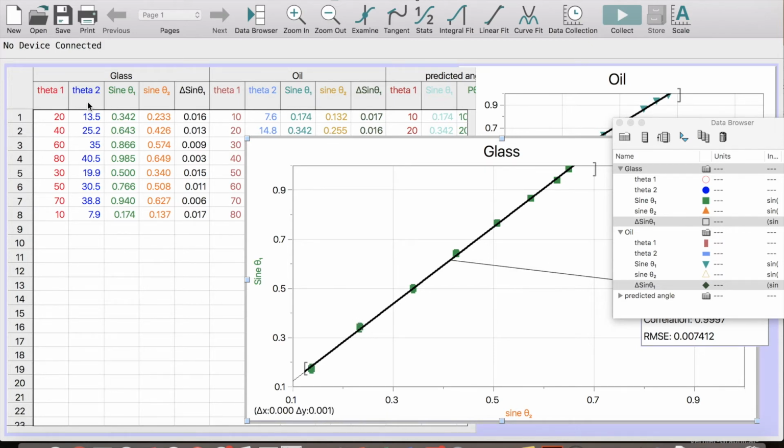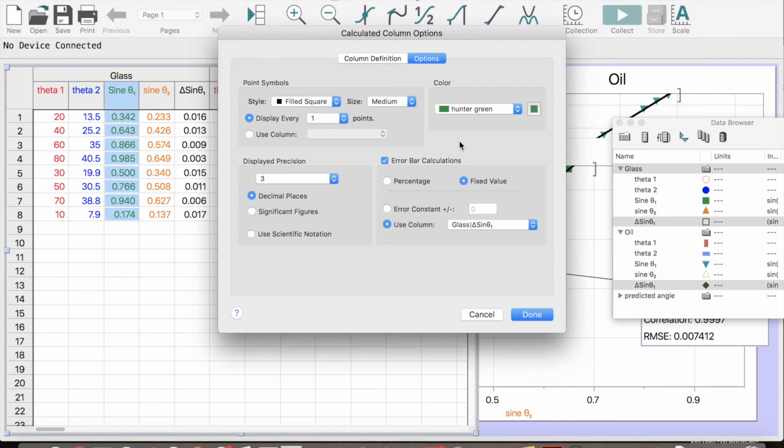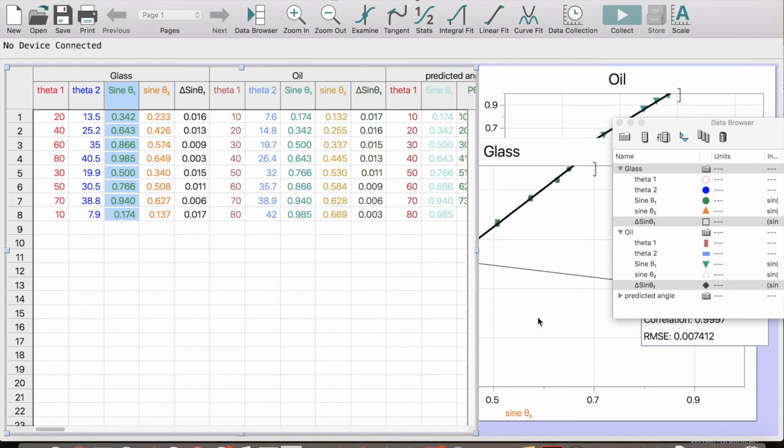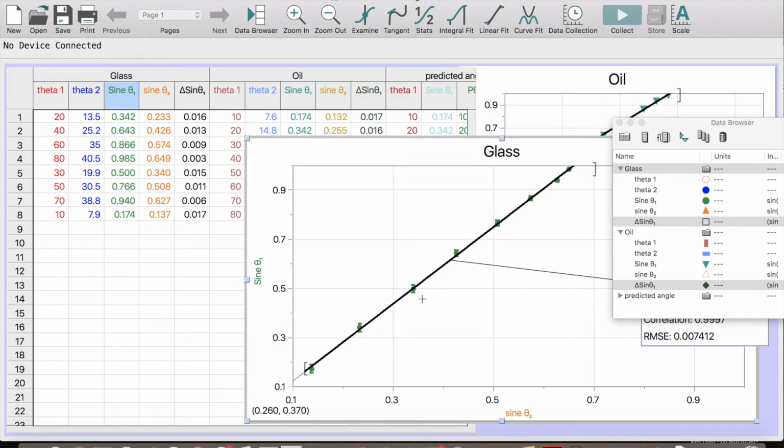Now so that they show up a little bit better, we'll go back into that same location. We'll say that we want tiny points. We'll make it a circle, and we can see the uncertainty a little bit better. Also you'll notice that the error bars scale with the value of sine theta. The smaller the value for sine theta, the bigger 1 degree is when we actually look at it.